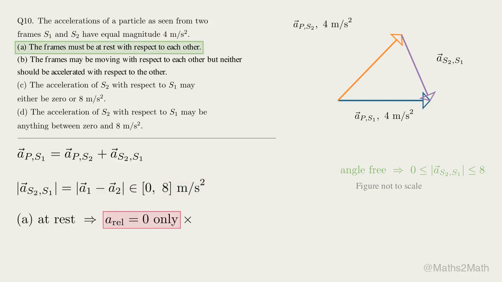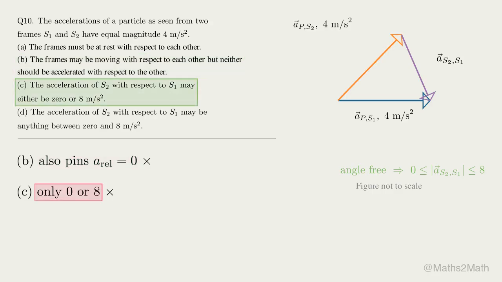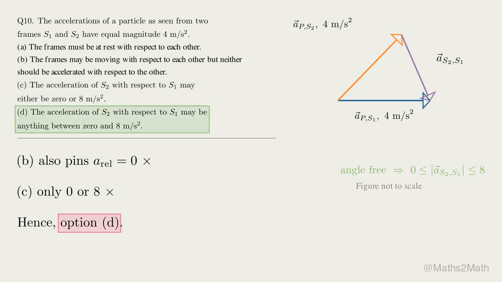Option A forces the frames to rest, making the relative acceleration exactly 0, just 1 point of the range. Option B allows motion but no relative acceleration. Again, it pins the value to 0. And option C allows only the two endpoints, 0 or 8, missing everything between. Hence, any value from 0 to 8 is possible. Option D.